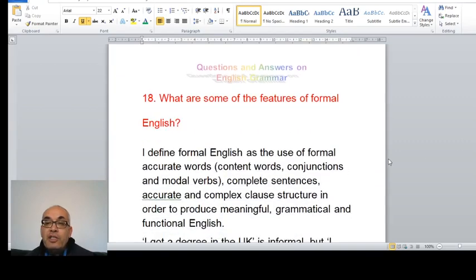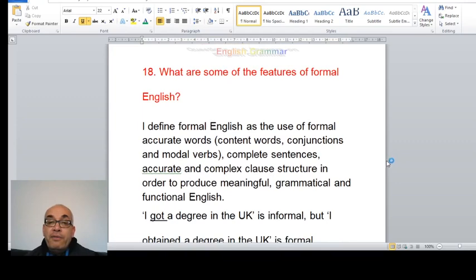What are some of the features of formal English? I define formal English, and this is my definition of it, as the use of formal, accurate words. What are the accurate words? Content words, conjunctions, and modal verbs. Complete sentences, accurate and complex clause structure. So the sentences are complex, the sentences are accurate. Why do we use the accurate words? Why do we use the complex sentences and the complete sentences? The answer is to produce meaningful, grammatical, and functional English.